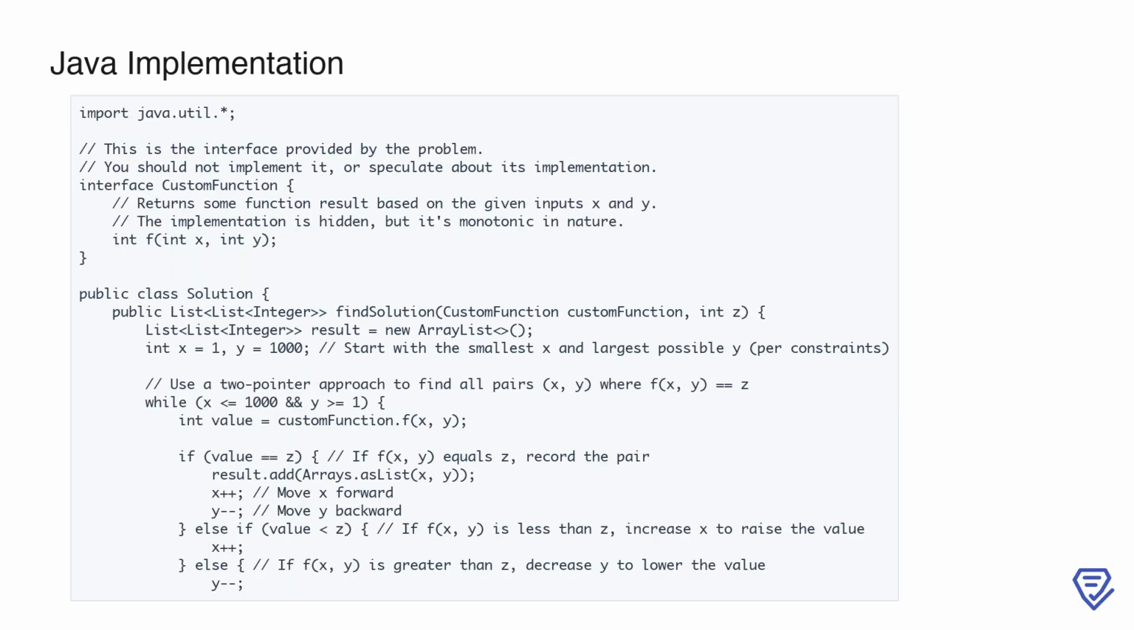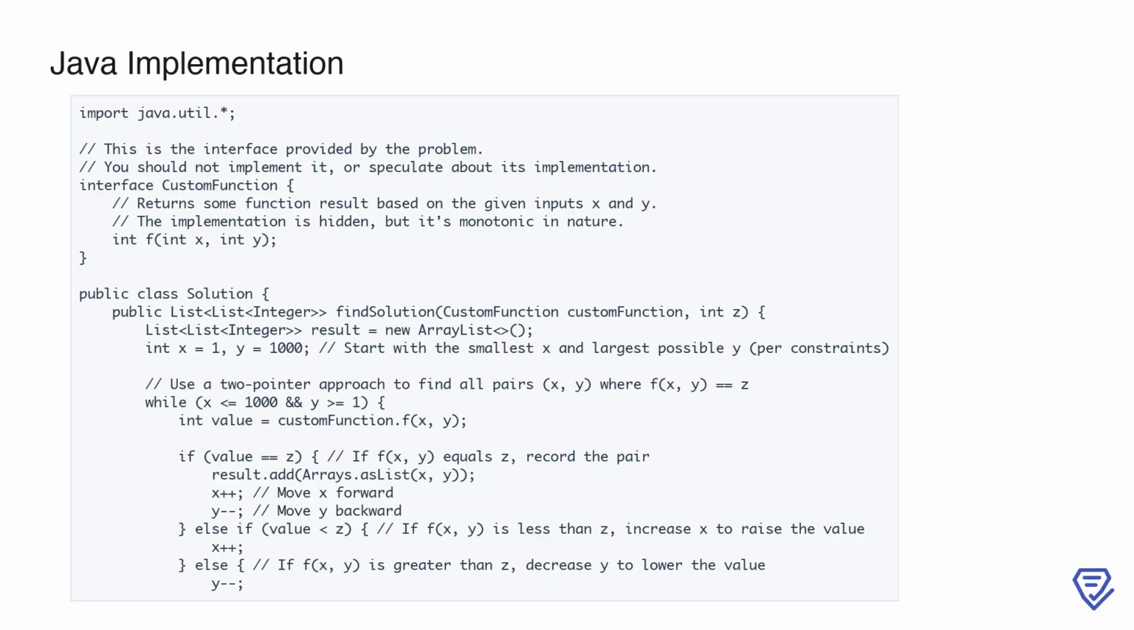Here, we start by importing the necessary utilities and defining the custom function interface as described in the problem. This interface includes a method f, which takes two integer inputs, x and y, and returns a result. The exact implementation of this function is hidden, but we know that it is monotonic, meaning it either consistently increases or decreases as the inputs change.